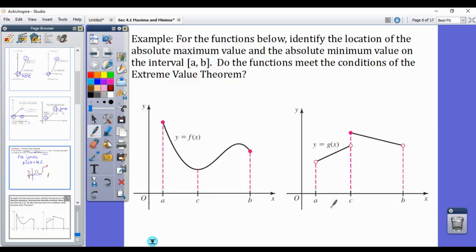All right, so for these two functions, what we're going to do is identify the absolute max and the absolute minimum value. And we're going to see if the functions meet the conditions of the extreme value theorem. So remember, it has to be continuous on a closed interval. Okay, so if I am looking at the first picture, is it continuous? And the answer is yes. Continuous.